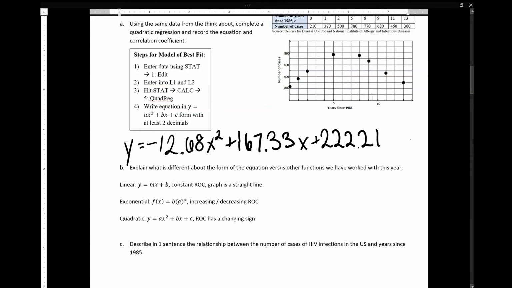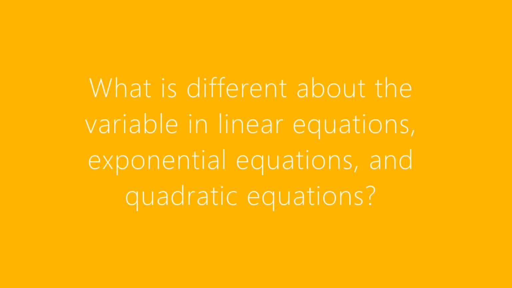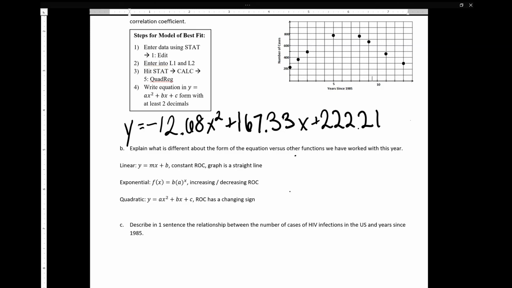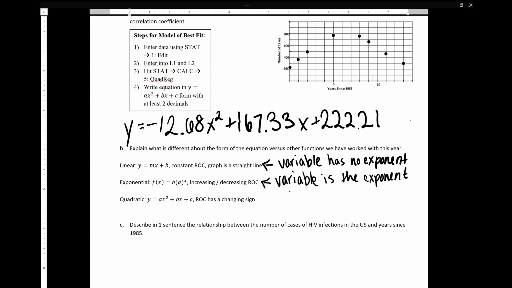What do we notice about the variable in each of our functions? We can tell that in a linear function, our variable has no exponent. I just have x by itself multiplied by our slope. In an exponential function, I can see that my variable is the exponent. I have a to the x power. And in a quadratic function, I can see that the variable has the exponent of 2. So I have x to the second power. So how the variable is different in each of the functions relates to how the rate of change is different between each of the graphs.